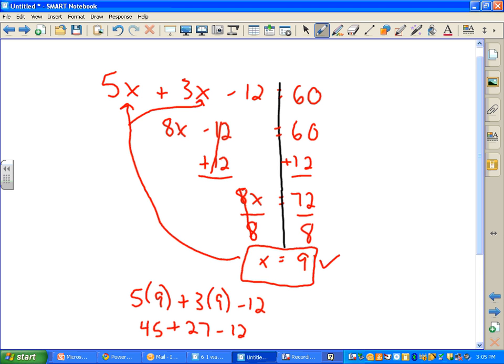So that's how you solve equations when you combine like terms. Combine them first. You should end up with a two-step equation. Follow your rules of doing the opposite on both sides and follow the order of operations backwards. And always make sure you do a check.